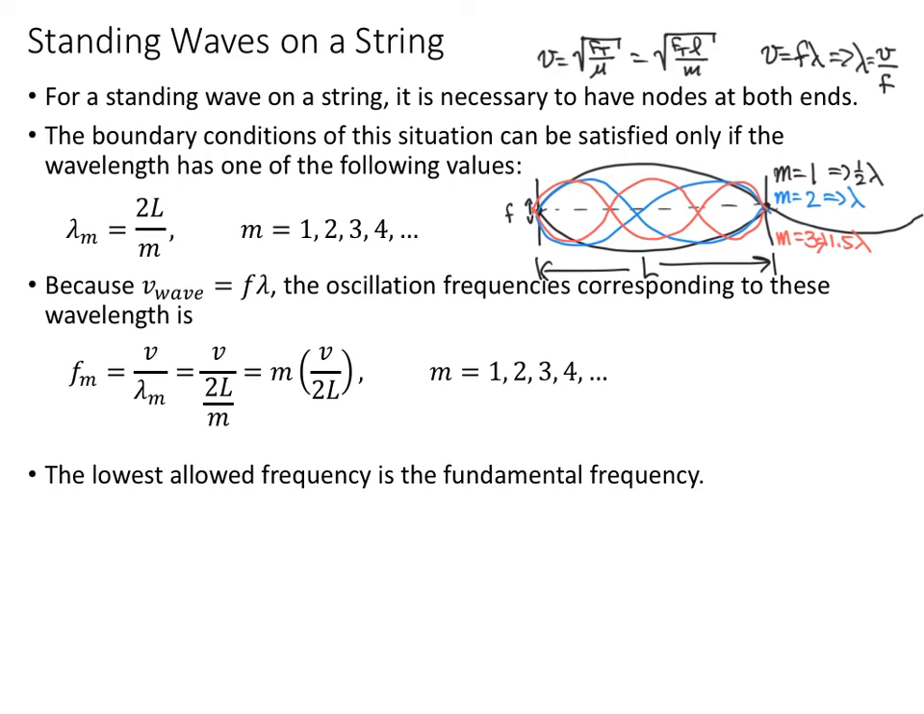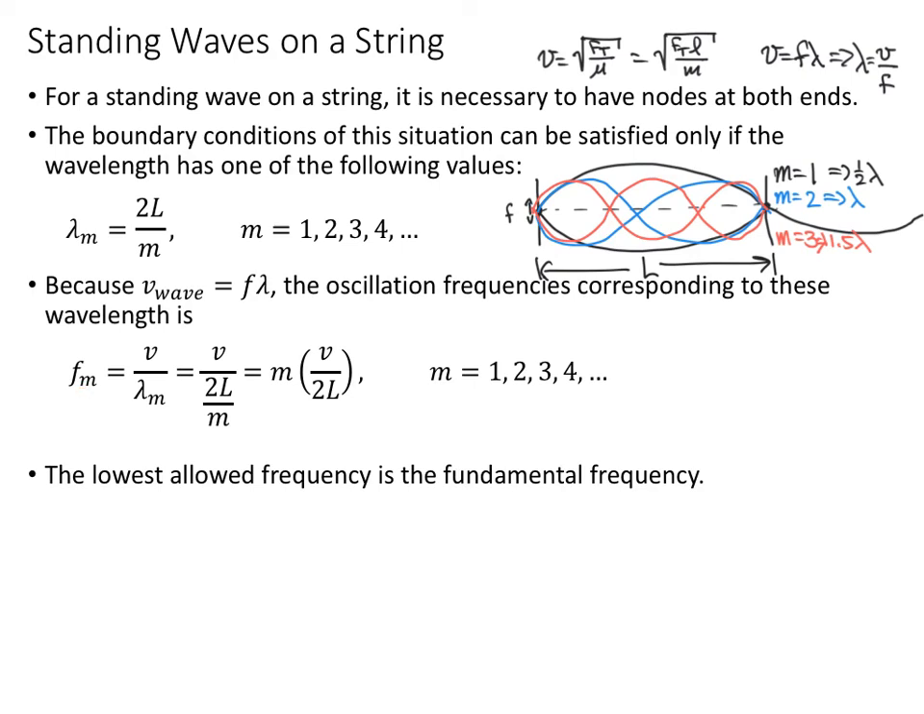Now, because we know the wave speed is equal to frequency times wavelength, if you want to get a standing wave, you can only cause this to oscillate at very specific frequencies. And these frequencies are called the harmonic series. The smallest allowed frequency, which corresponds to m equals 1, is called the fundamental frequency. M equals 2 is called the second harmonic. M equals 3 is called the third harmonic. If you play a musical instrument, you're already familiar with this, but this is the physics behind why it works that way.